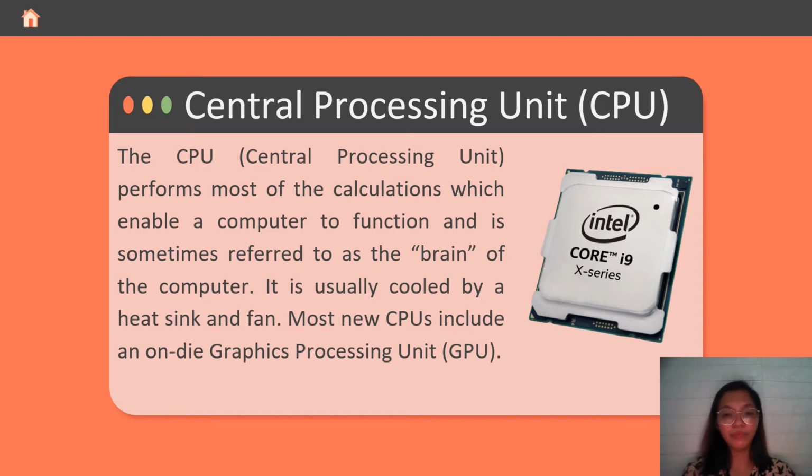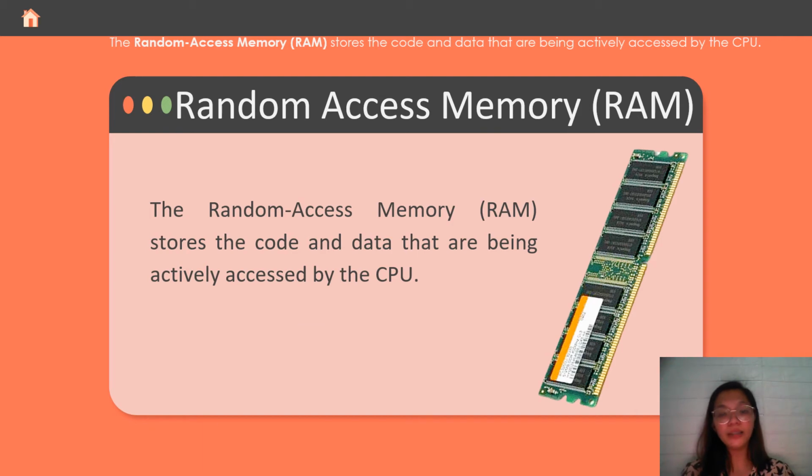Ganito po ang itsura ng CPU. Meron pong dalawang manufacturers ng CPU na pinakasikat po ngayon. The first one is Intel and the second one po is AMD. Most new CPUs include an on-die graphics processing unit, which is yung graphics po, ito yung nag-generate ng mga images po ng ating mga computers. Another component inside the motherboard po is the random access memory.